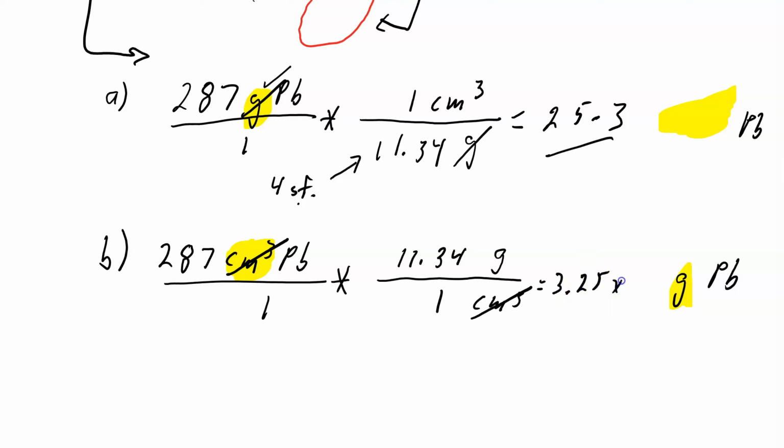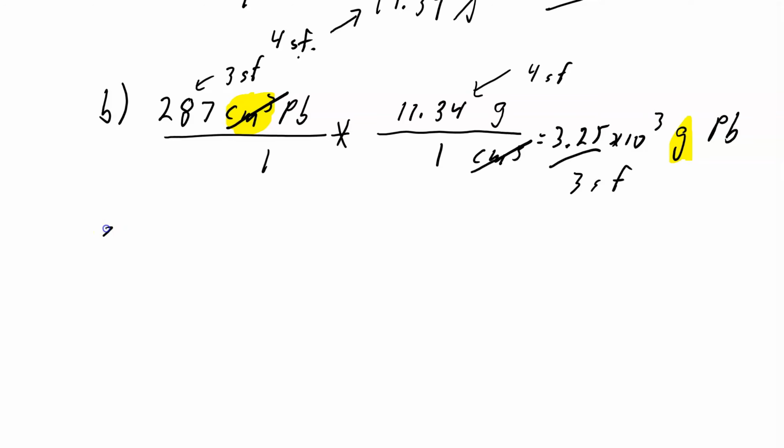3.25 times 10 to the third grams of lead. 3 significant figures. Again, we've got 3 significant figures in our measurement. Our density has 4 significant figures. So our answer, 3 significant figures. Okay, let's move on to our last part, part C.